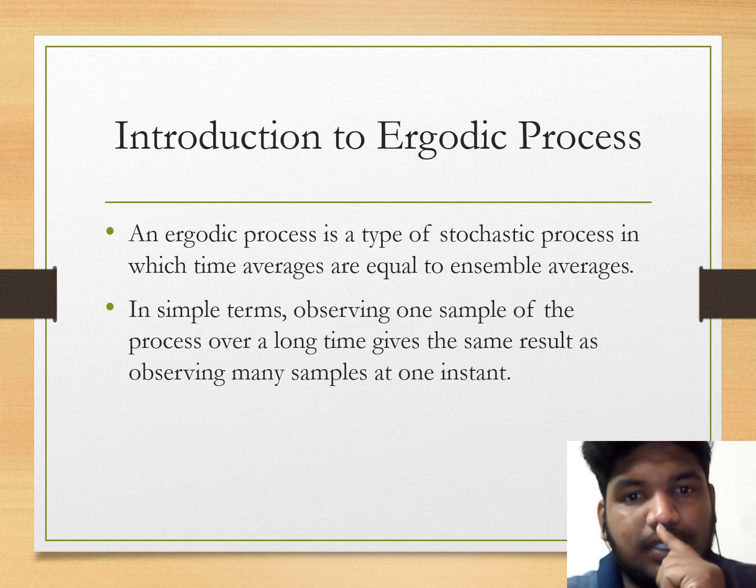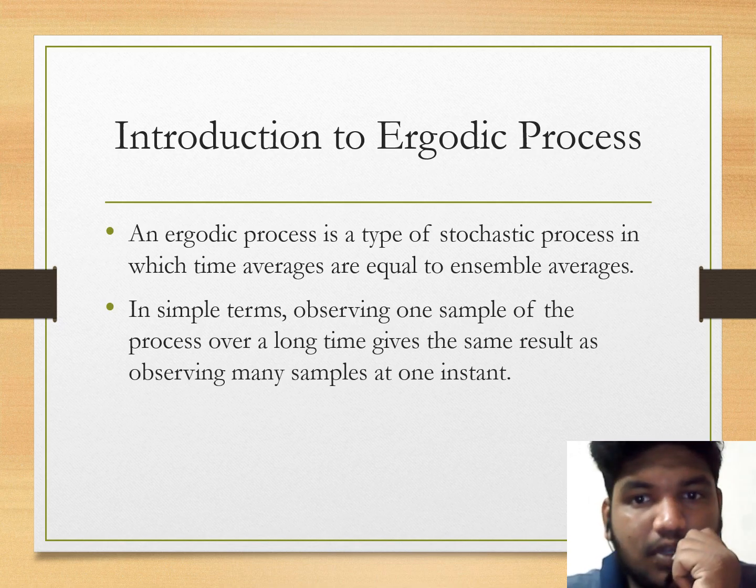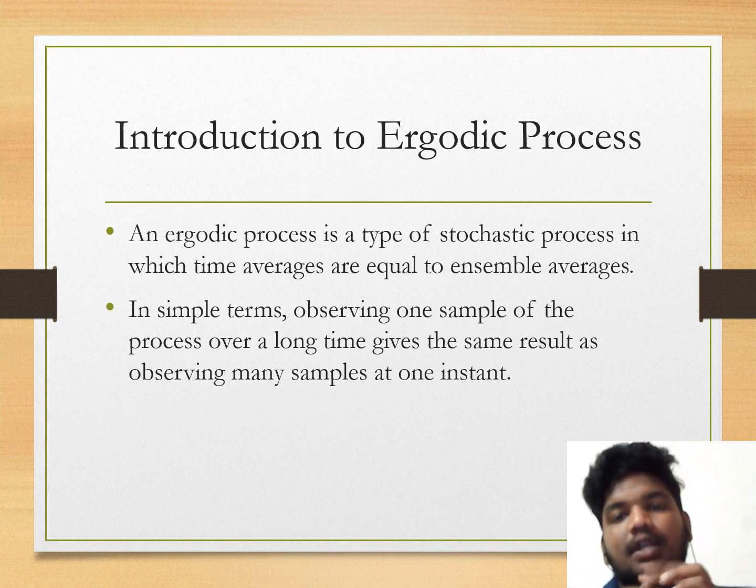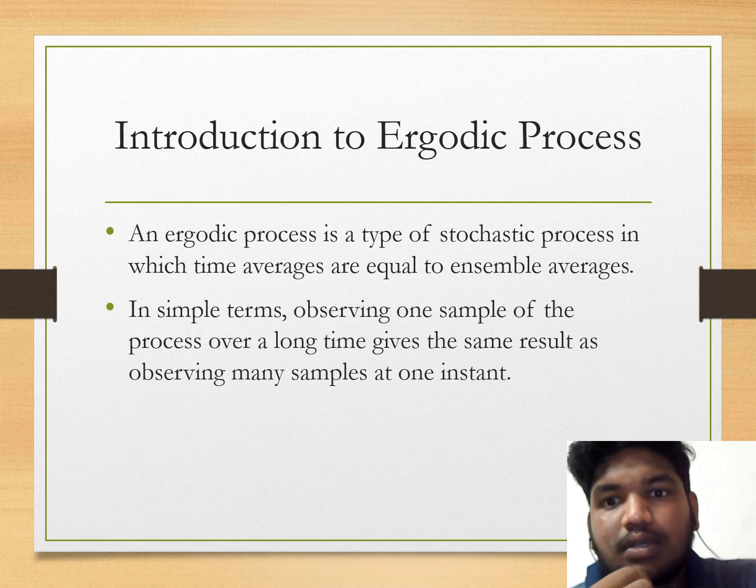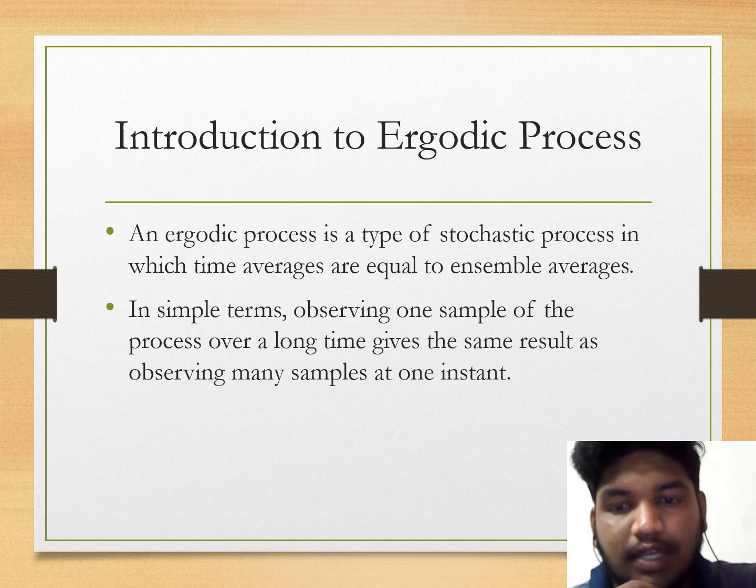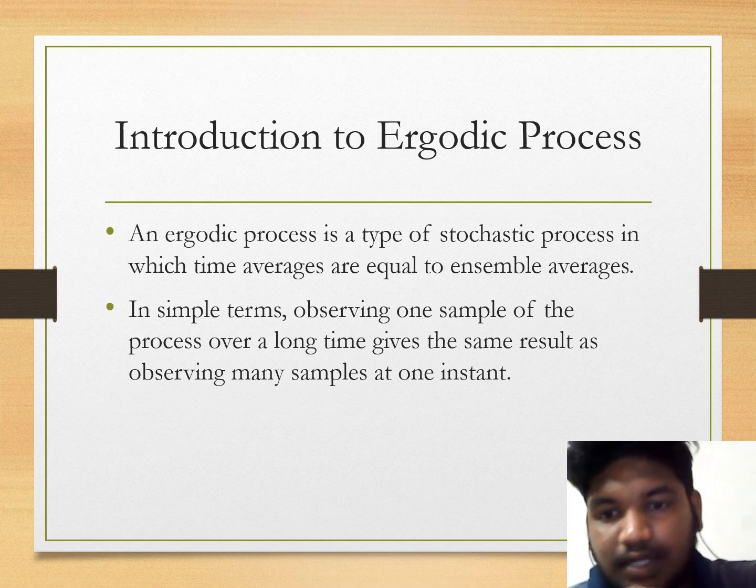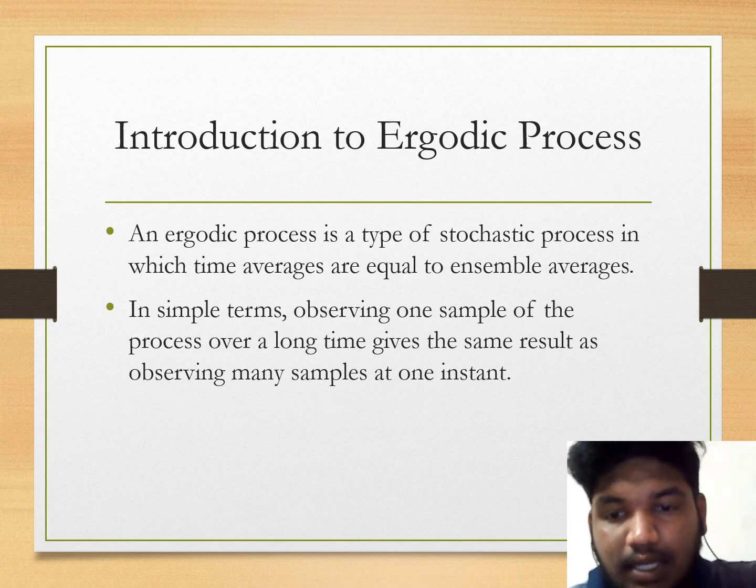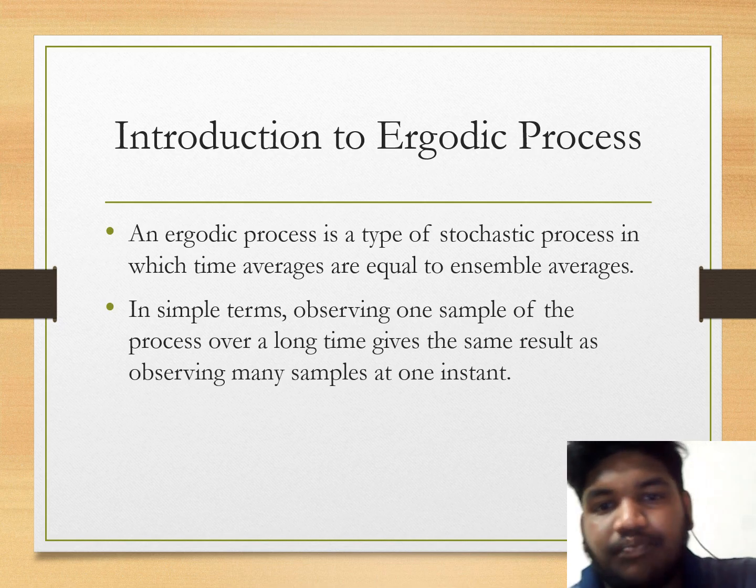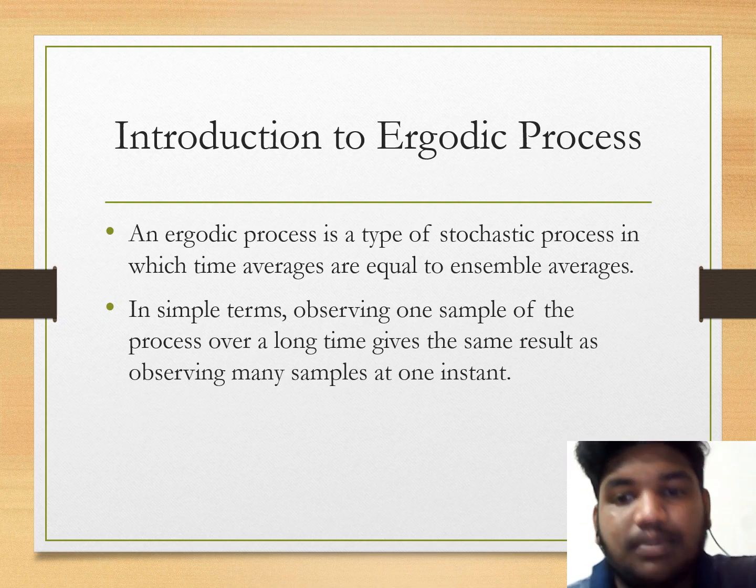Introduction of the ergodic process. An ergodic process is a type of stochastic process in which time averages are equal to ensemble averages. Now I am going to define the ergodic process in simple terms. When the statistical properties of a stochastic process, like mean and variance, have time averages, and the time averages are equal to the ensemble averages, then it is called an ergodic process. In simple terms, one sample observed over time gives the same result as observing many samples at one instant.